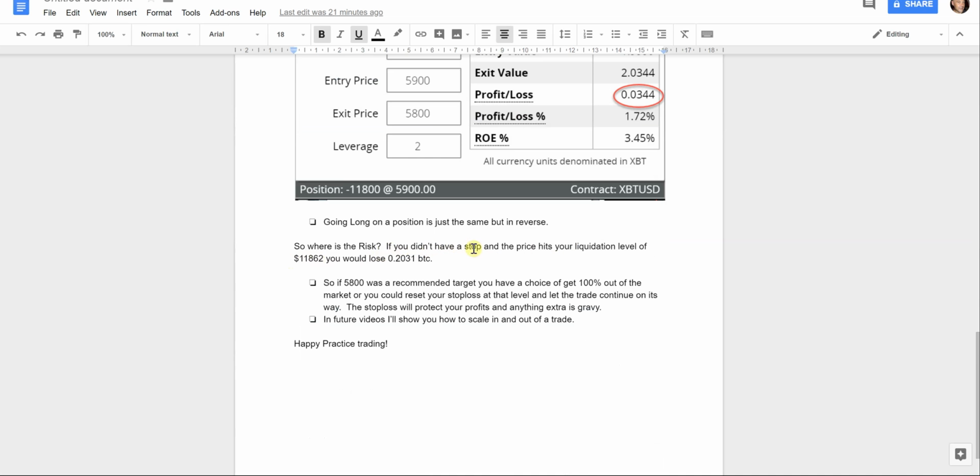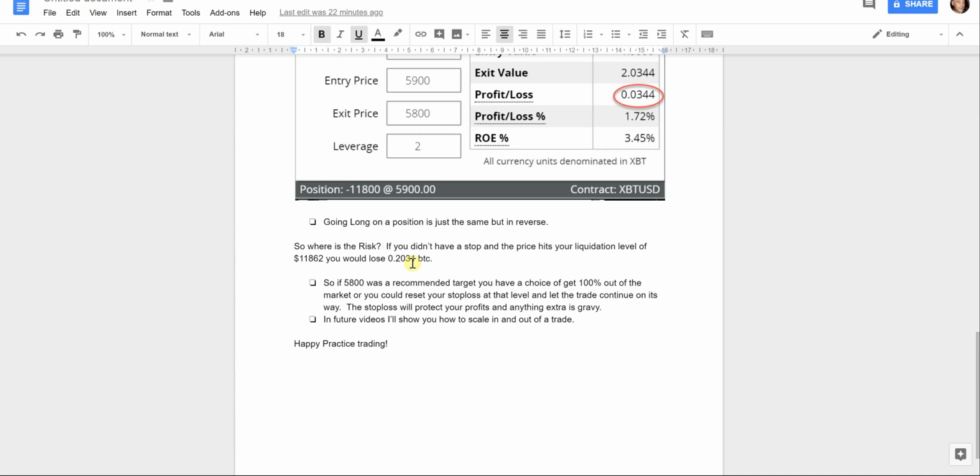Well, if you didn't have a stop loss and the price hits your liquidation level of $11,862, you would lose 0.2031 BTC. That's the fine. Because they're lending you BTC, they're basically fining you for losing their borrowed BTC. All right, so that's why it's so important to have your stops in place.